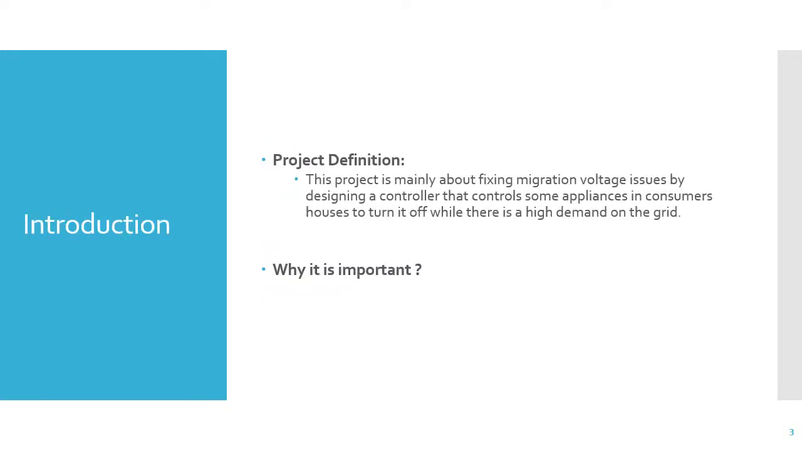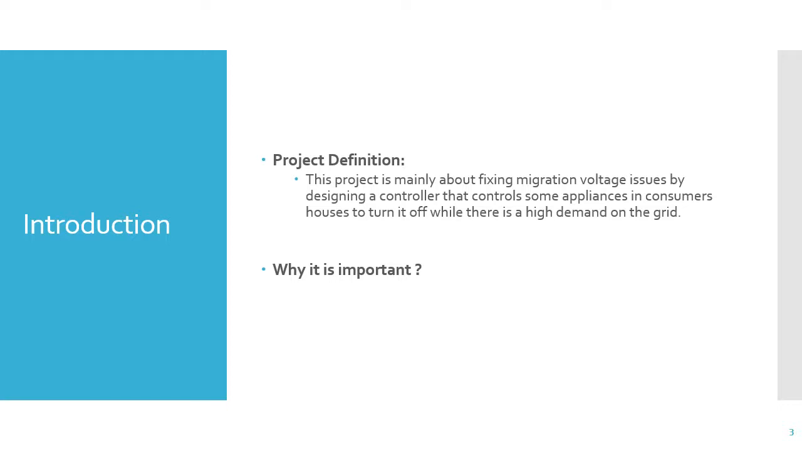Starting with our project definition, our project is mainly about designing a controller that should solve the voltage violation issue by turning off some appliances from consumers' houses when there is a high demand on the grid. What appliances will be turned off depends on the consumer's preference.